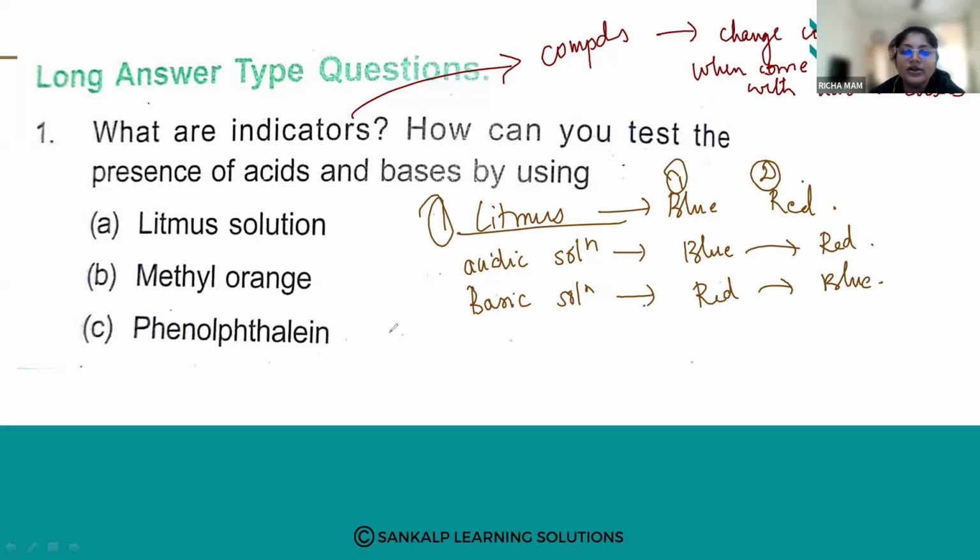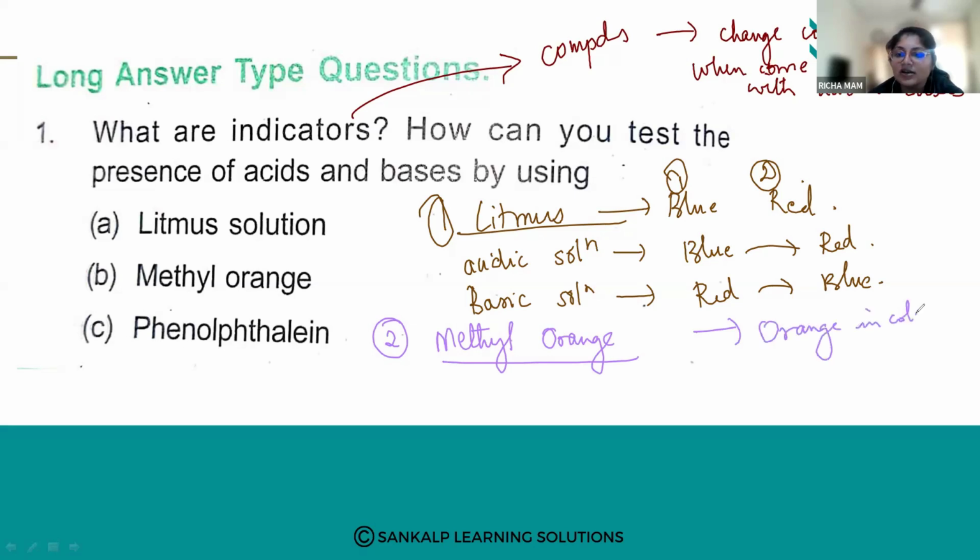Then what about methyl orange? Let us see for methyl orange. The methyl orange indicator is orange in color. Now if you have acids, this orange color will turn into red. And if you have a base, the orange color will turn into yellow. So this is the color change.